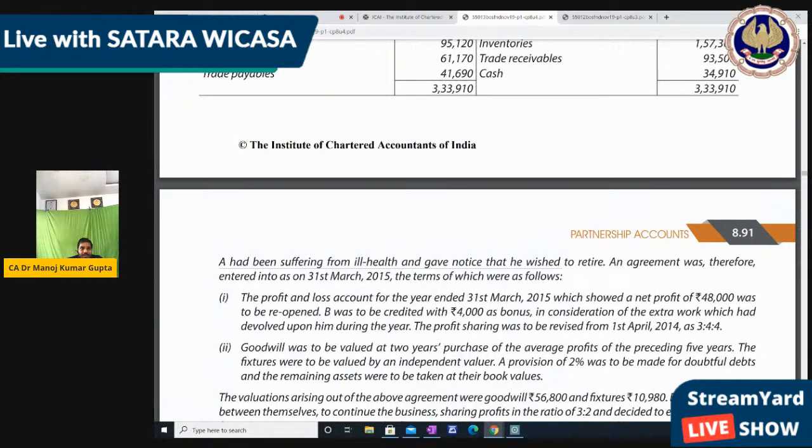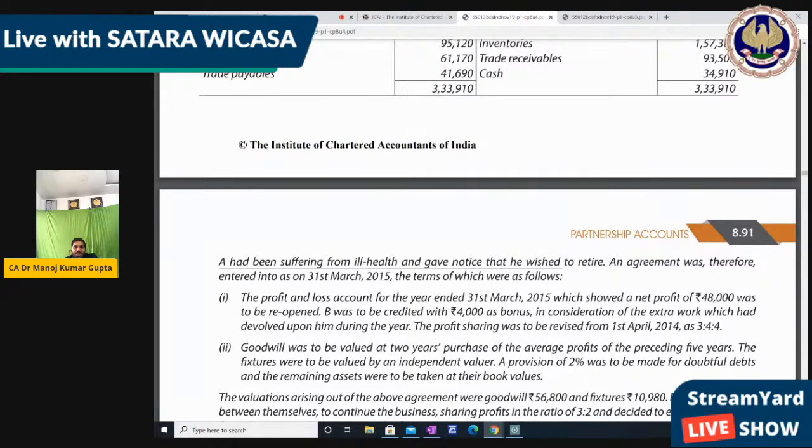B was to be credited with 4,000 as bonus in consideration of the extra work which had devolved upon him during the year. So they say that the 48,000 profit which is already distributed will be reopened, and B was to be credited 4,000 as bonus. Means before retiring they have the new condition. No problem. The profit sharing ratio was to be revised from 1st April 2014 as 3:4:4.